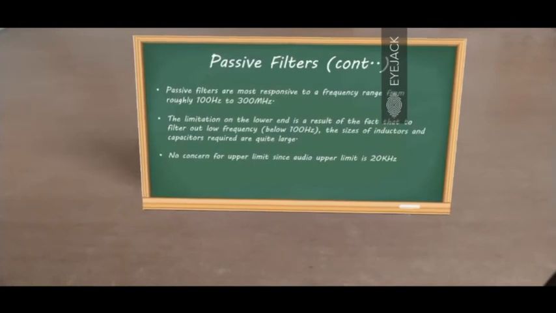Alright, turns out that passive filters are most responsive to a frequency range of 100 Hz to 300 MHz. So the limitation on the lower end is because as you go lower and lower, the values of inductance and capacitance required are large, and apparently the sizes of inductors and capacitors also are quite large. But that's where active filter steps in and helps us out in the low frequency range. Alright, but as far as audio is concerned, there's not a lot of worry for the high frequency, because the upper limit of audio is 20 kilohertz, and that's way below 300 megahertz.